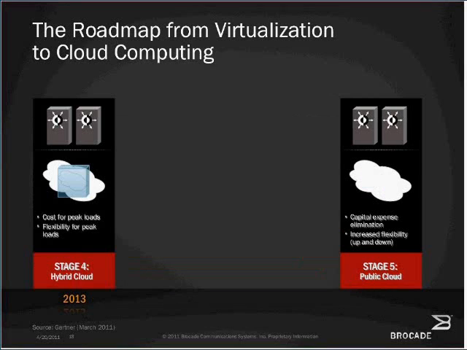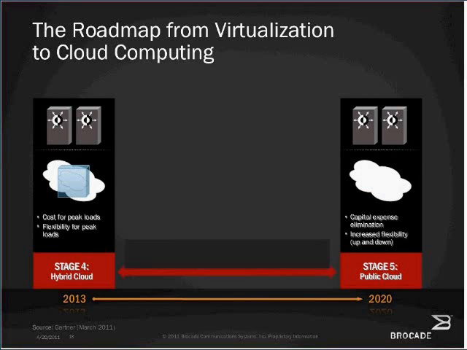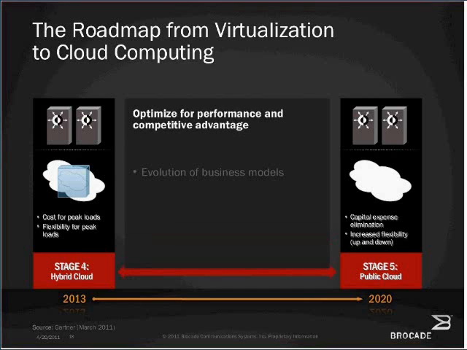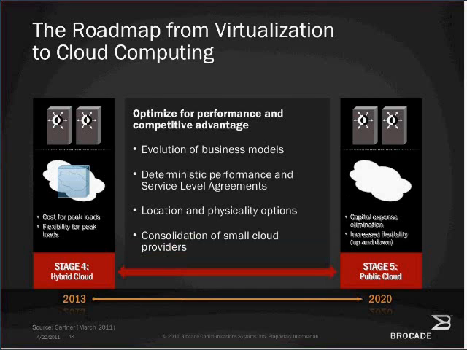And then lastly, as we move from the hybrid cloud to the public cloud, here now we're really starting to evolve the business model to a full usage-based model where your customers are paying you for use, and on the back end you're paying the public cloud provider. You're evolving your business models to that full services-based evolution with very deterministic performance and service level agreements to make sure that your applications and workloads are getting what they need to run most efficiently. Also, location and physicality options become important. How fast can I get access to my data? Where's the data located, et cetera.